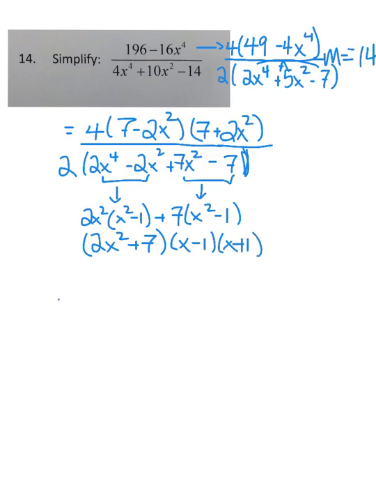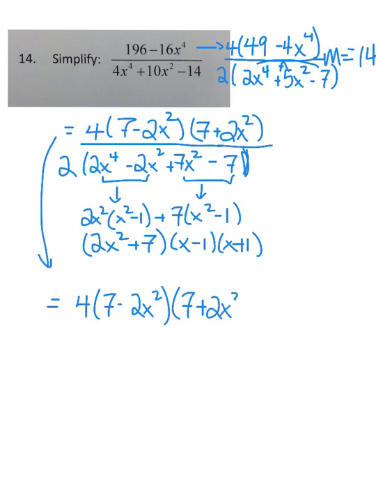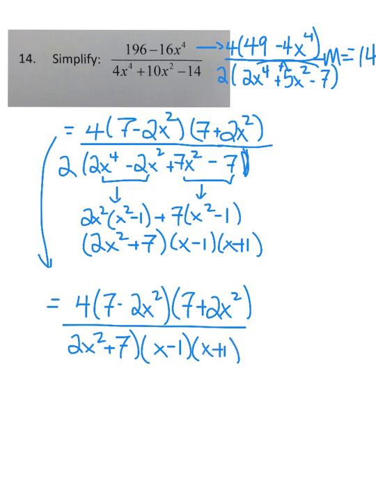Okay? All right, so let's bring this down, and here's my numerator. Let me just rewrite it: 7 minus 2x squared, and 7 plus 2x squared. Okay, and then the denominator. Well, I've got 2x squared plus 7, and then I've got x minus 1, and I've got x plus 1.